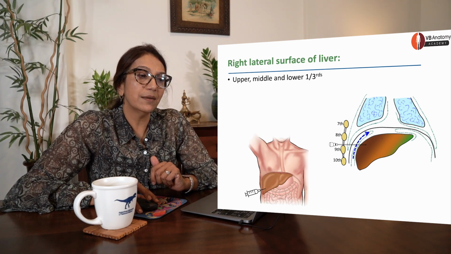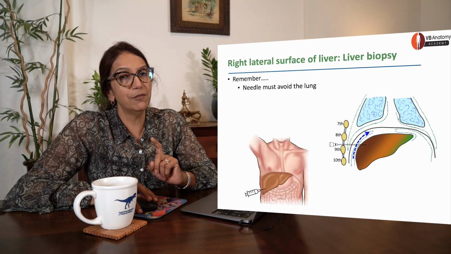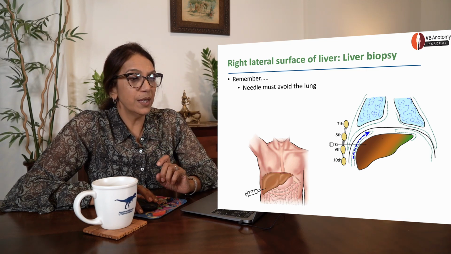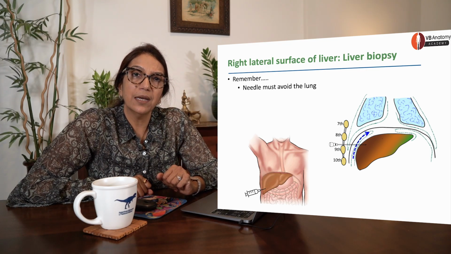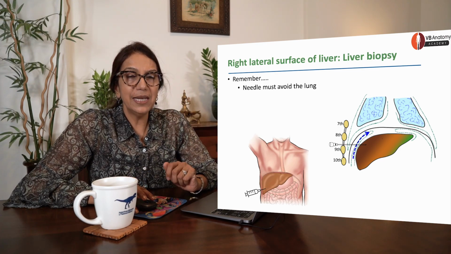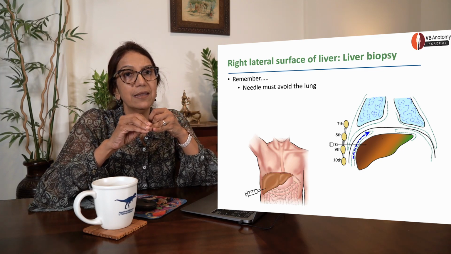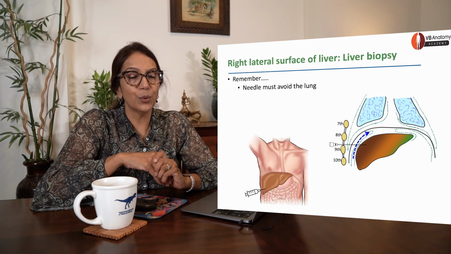How does it matter? Now remember, the principle of liver biopsy is to avoid damage to the lung. So where will you put in the needle so that you can avoid damage to the lung? You will have to put it below the 8th rib. So the needle is put either in the 9th intercostal space or in the 10th intercostal space so that you completely avoid the lung.